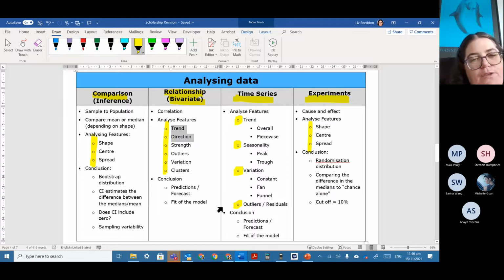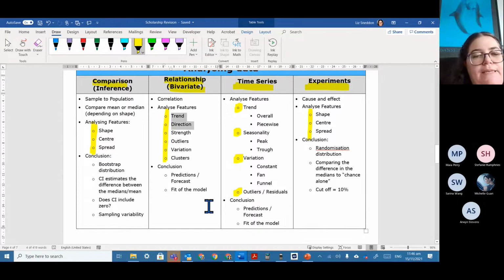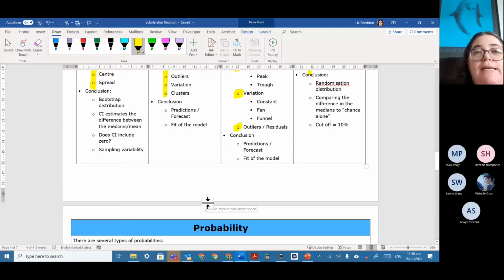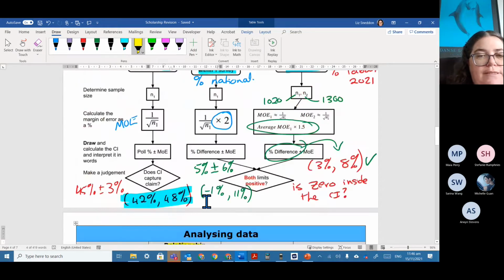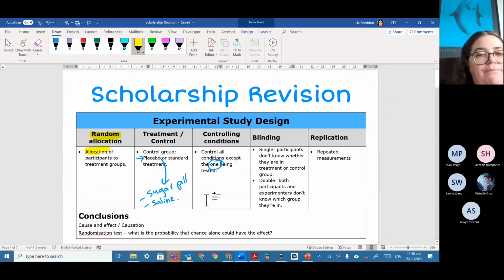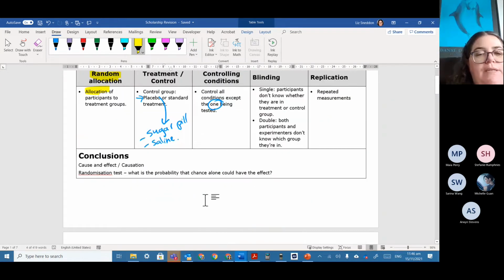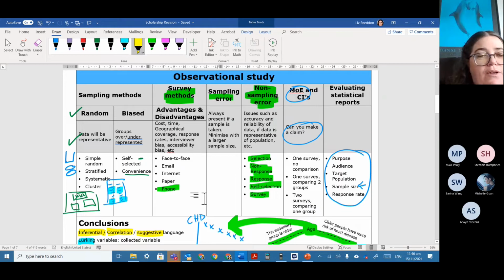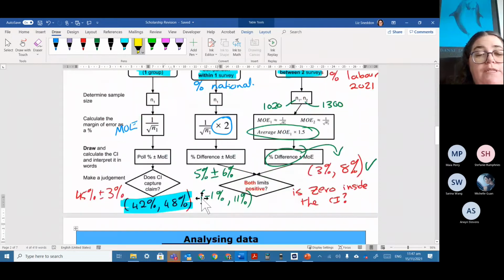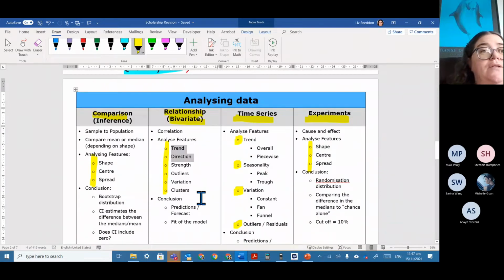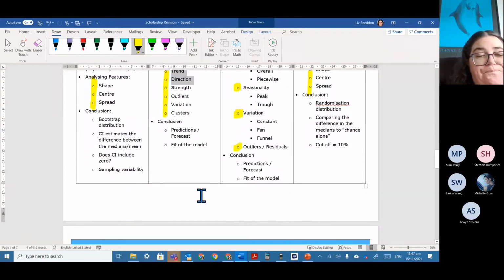Okay, so all of that so far, that is about 80% of your exam. 4 of the 5 questions are going to be about all of this stuff. All right, so knowing what to do with experiments and analyzing those graphs, being able to critique an observational study, being able to do some confidence intervals, and then analysing and drawing conclusions for our data. There's 80% of the exam.